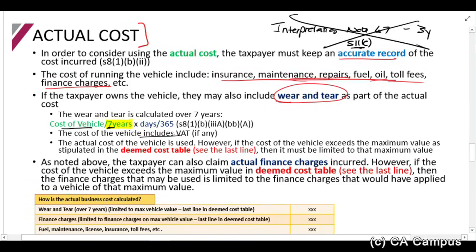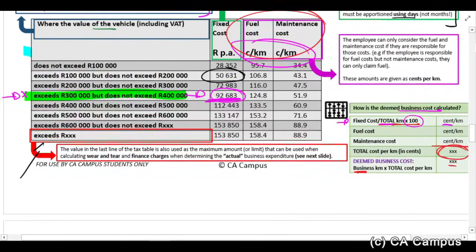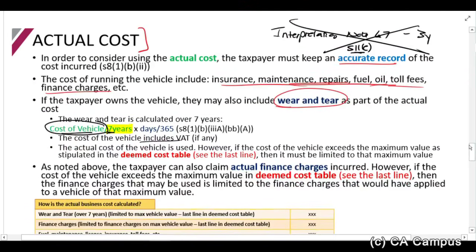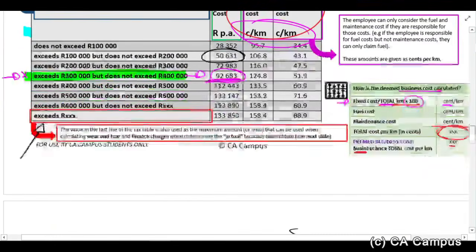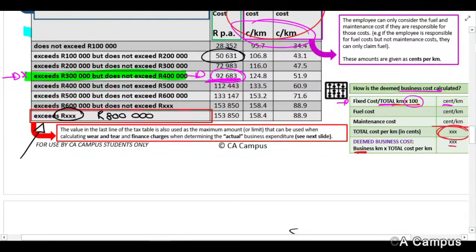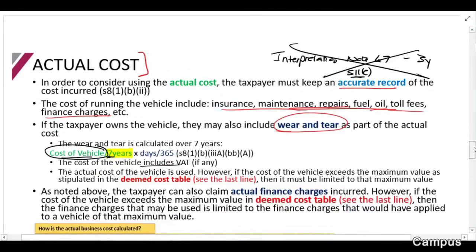Now, important here, this cost of the vehicle is limited to the maximum amount in this final line of the deemed cost table. So in other words, let me actually do it like this. Let's say this final amount here is 800,000. If the vehicle had a cost of 500,000, then you would use the actual cost of the vehicle. You'll see again, I recommend you apportion it using days.